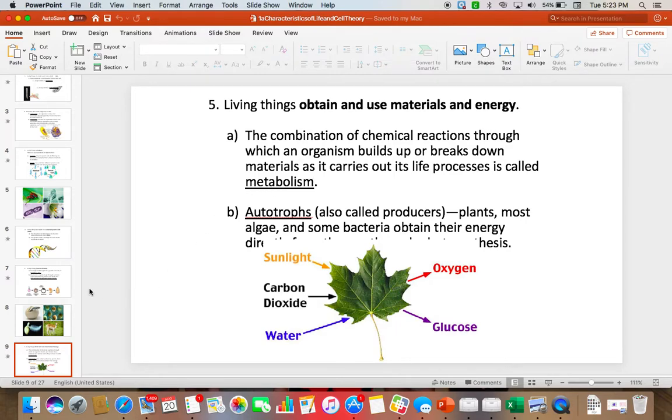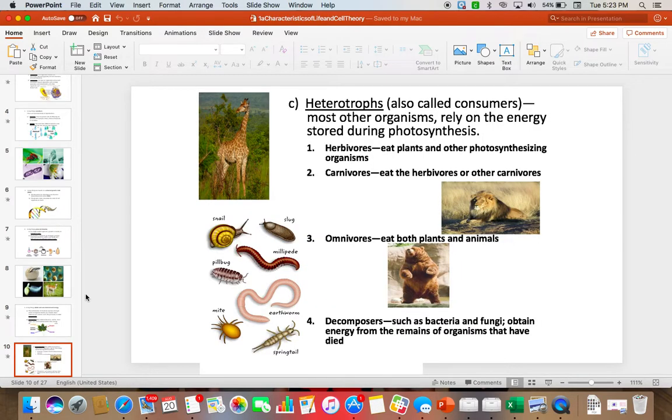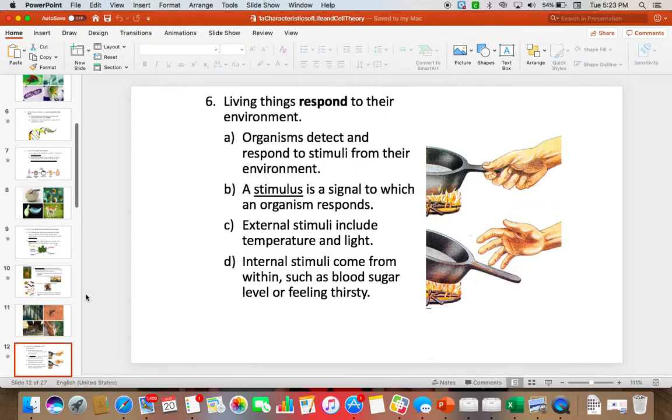So make sure you know the term metabolism. And here's just a little bit more about heterotrophs, which of course are consumers. Living things respond to their environment.